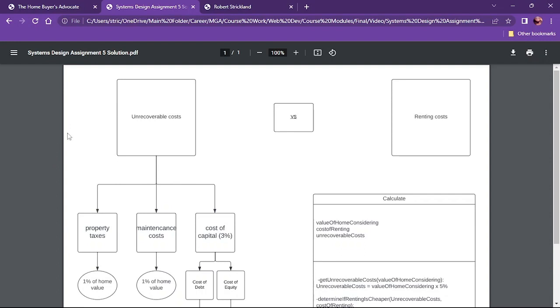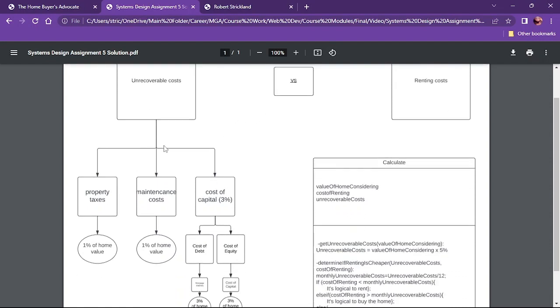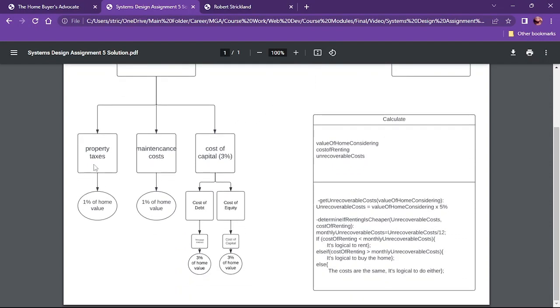What you're doing is you're basically comparing the unrecoverable costs of a mortgage to that of renting costs. All unrecoverable costs associated with renting are easy. It's how much you pay in rent. Unrecoverable costs of owning are composed of a few other concepts. Specifically, there are property taxes, which typically come out to be 1% of the value of the home. Maintenance costs, which also come up to be about 1% of the value of the home. And the cost of capital, which is a little bit more complicated, but we'll get into that.